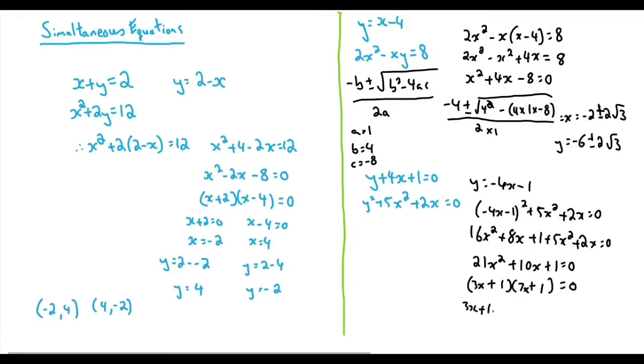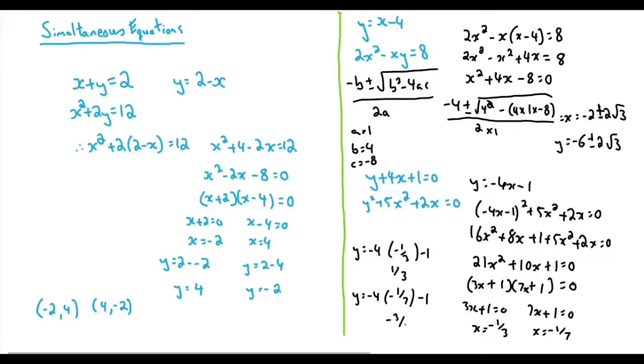So 3x plus 1 equals 0, or 7x plus 1 equals 0. So minus the 1 over and divide by the 3, you get x is minus a third, and minus the 1 and divide by 7, you get x is minus 1/7. To round up, we now just plug it back into, say, this expression here. So y equals minus 4 of minus 1 over 3 minus 1, and y equals minus 4 of minus 1 over 7 minus 1. Plugging these in as solutions, you should get that y is a third and minus 3 over 7.